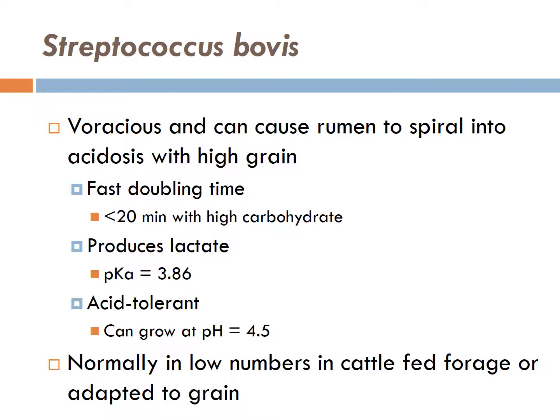Normally, Strep bovis is found in low numbers in cattle fed forage or adapted to grain, but again, when the animal is unadapted to grain, Streptococcus bovis can proliferate.